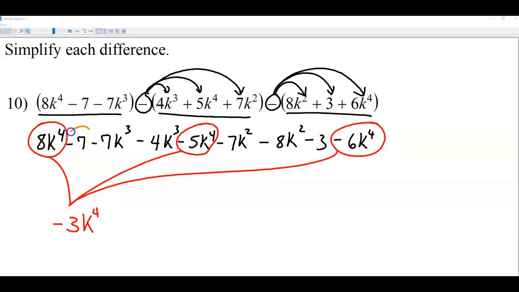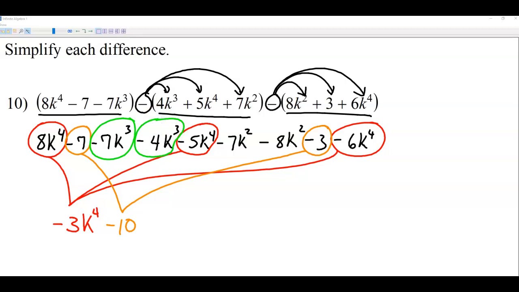Next we have a constant, and there is another constant here, just like that. So we can put those together. -7 take away 3 is -10. Then we have -7k to the 3rd power. So here's another k to the 3rd. So we can put those two together. -7 and -4 makes -11k to the 3rd.